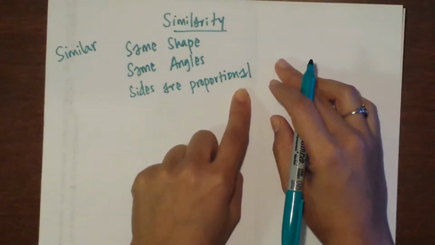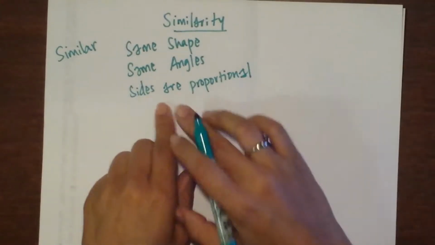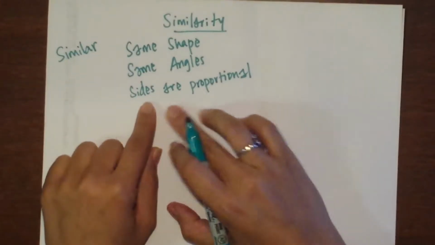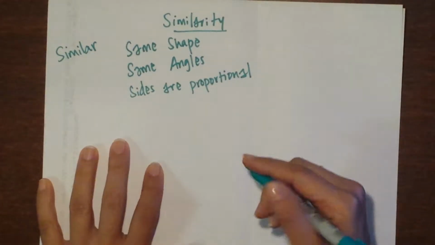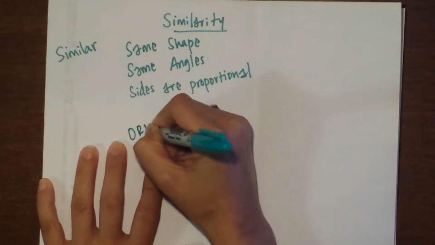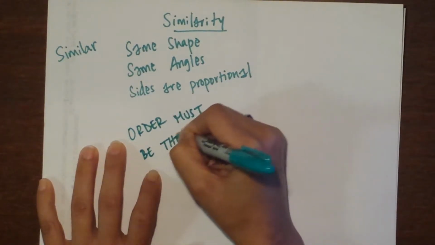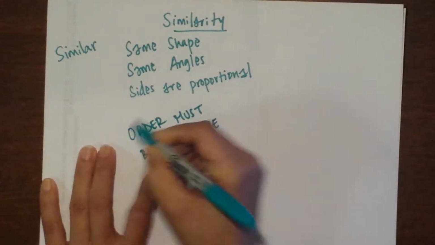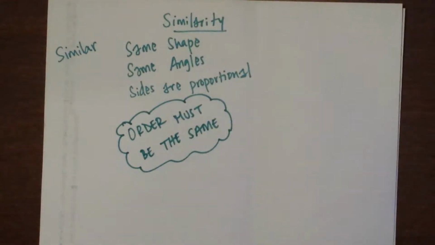In regards to what we've just come from looking at, which is congruent, that would have the same shape, same angles, and the same sides. The only difference between similar and congruent is that the sides are proportional, but everything else is the same. Now, very important: the order of how you set up your proportions must be the same. You'll understand what we mean when we take a look at an example. So similar: same shape, same angles, sides are proportional, and the order must be the same.